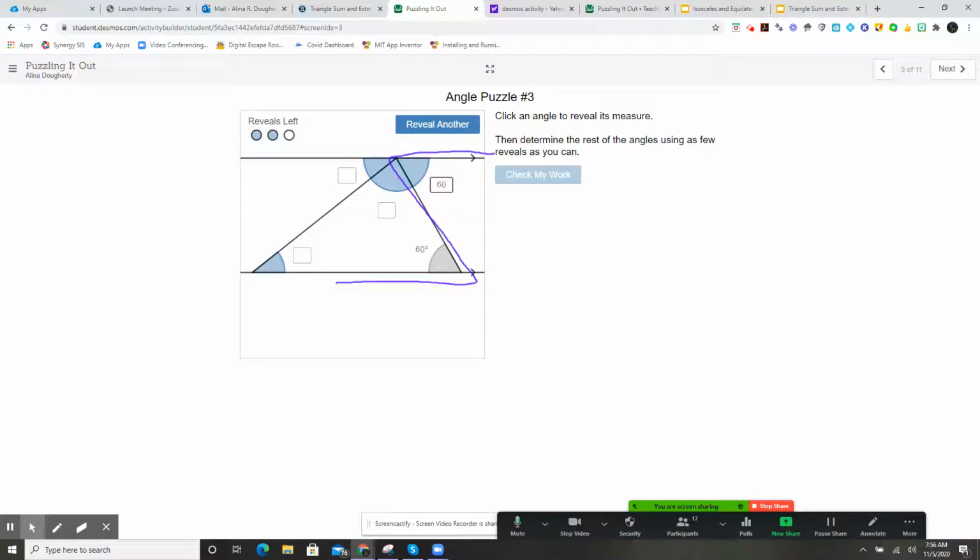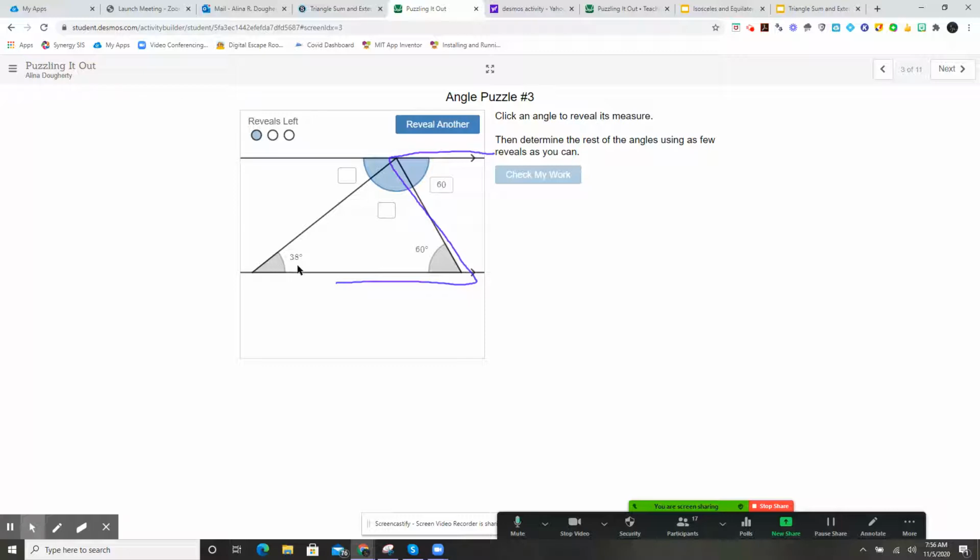Can I calculate anything else? Or do I need to reveal something else? I need to reveal something else. Do we want to do the acute angle at the top of the triangle, or the acute angle at the bottom? We just got to choose one. There's no right or wrong answer. My cursor is here, so let's reveal this one. Maybe. Oh, reveal another.